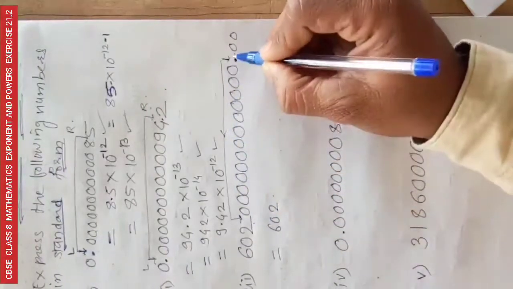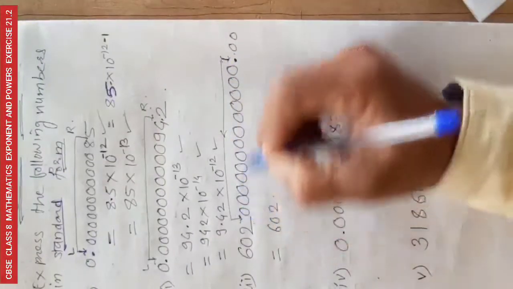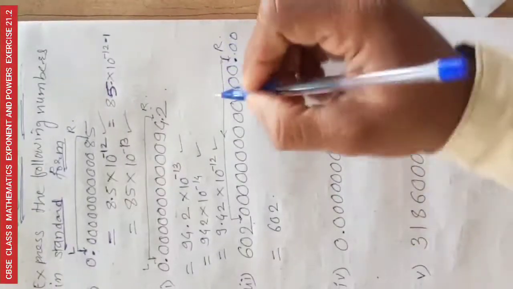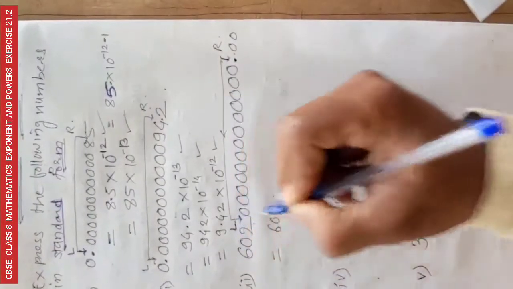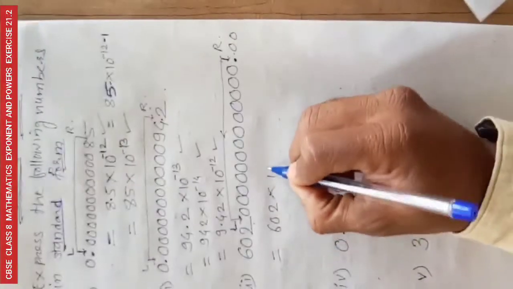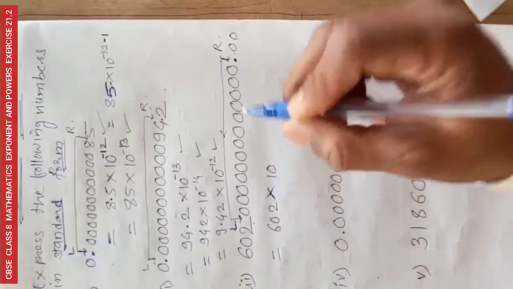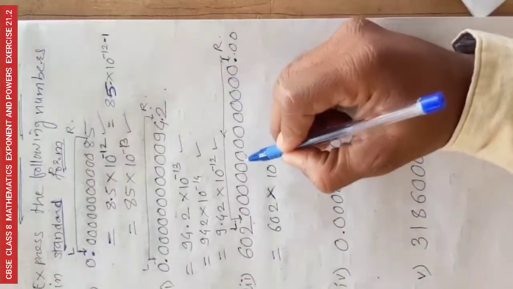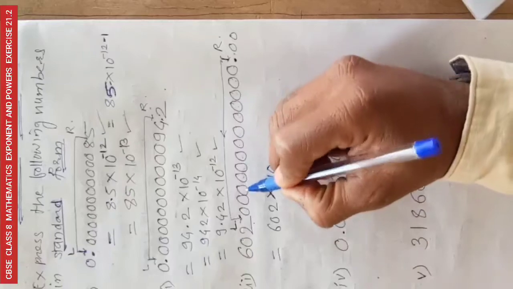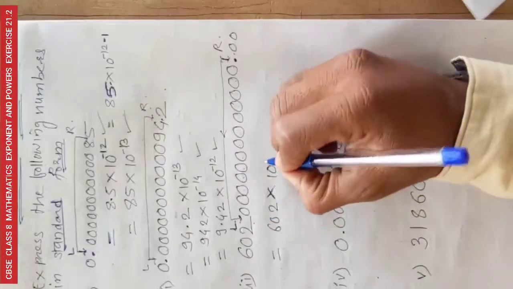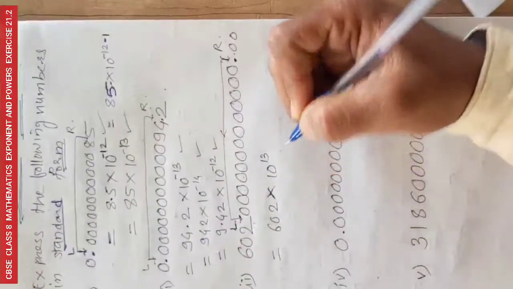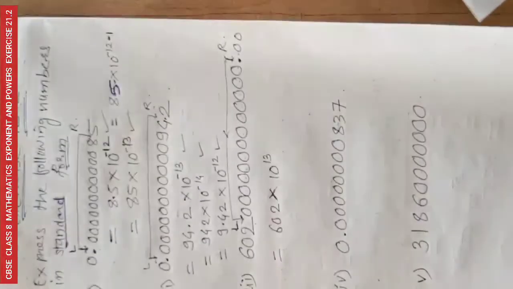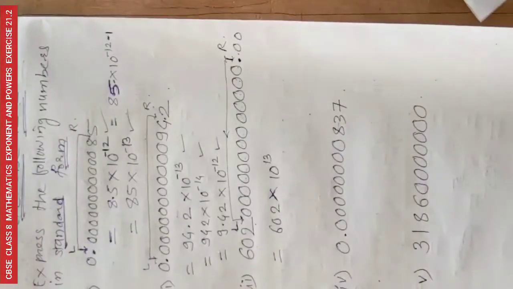meaning from here the decimal point will come up to here, and this transformation takes place from right to left. Then 602 into 10 raised to the power. Now count the places: 1 2 3 4 5 6 7 8 9 10 11 12 13. So 10 raised to the power 13. Here if we transfer the decimal point from right to left, then the sign is positive, that is an increase, and when left to right, then it is a decrease.